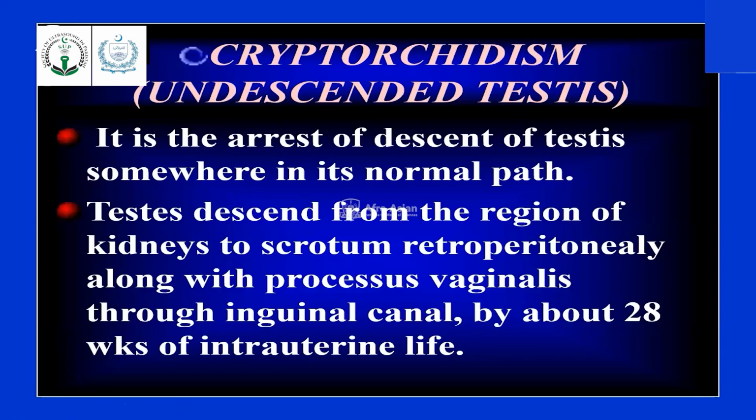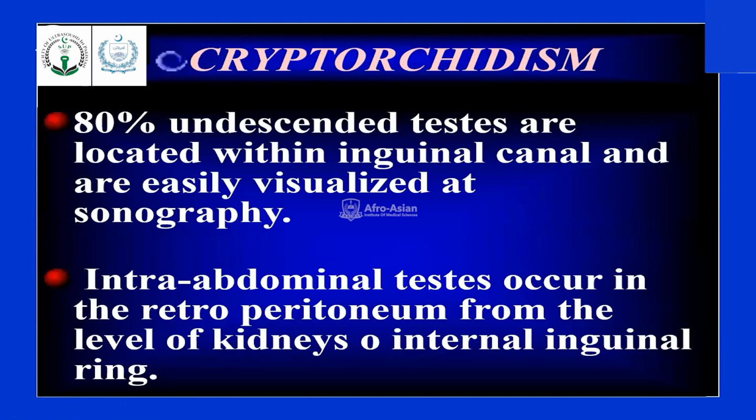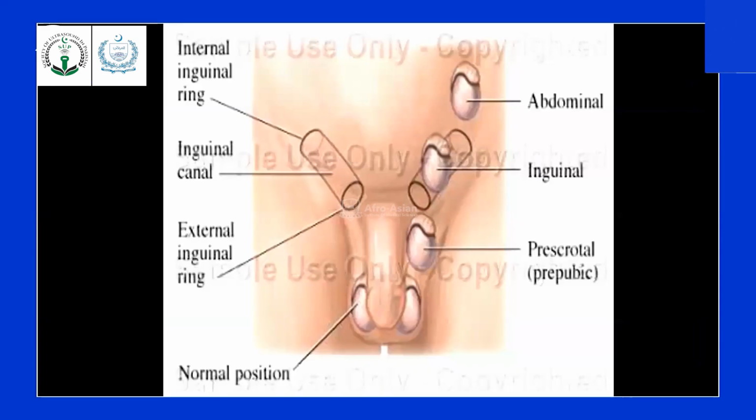Cryptorchidism, which is undescended testes, is the arrest of descent of the testes somewhere along the normal path. Testes descend from the region of the kidneys to the scrotum retroperitoneally, along with the processus vaginalis through the inguinal canal, by about 28 weeks of intrauterine life. In cryptorchidism, 80% of undescended testes are located within the inguinal canal and are easily visualized at sonography. Intra-abdominal testes occur in the retroperitoneum from the level of the kidney to the internal inguinal ring.